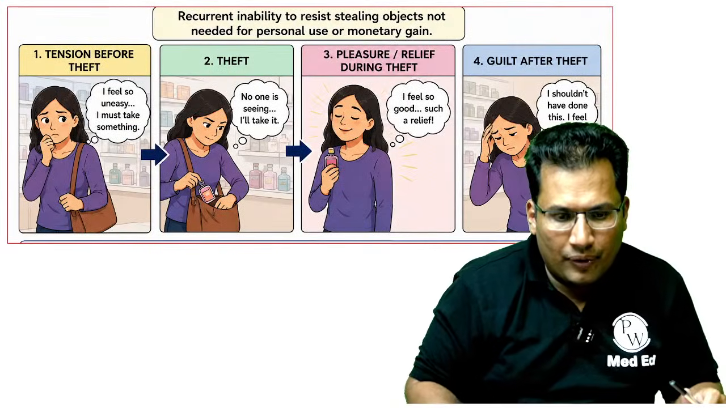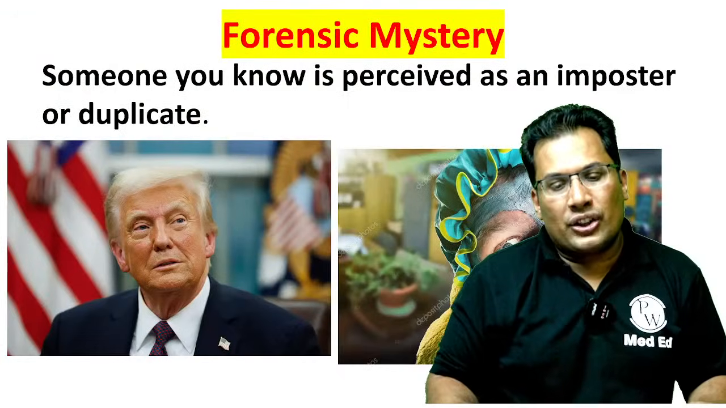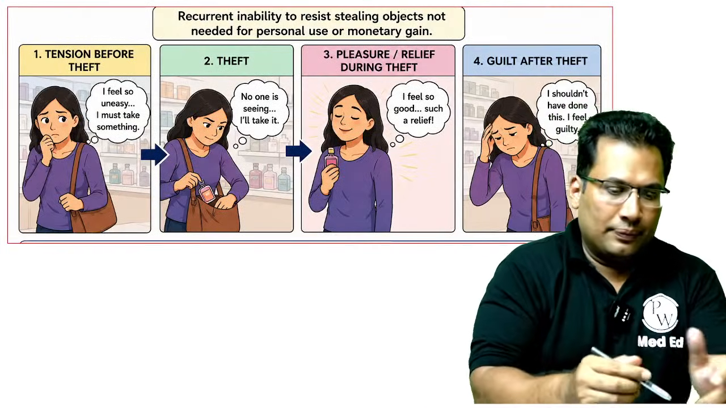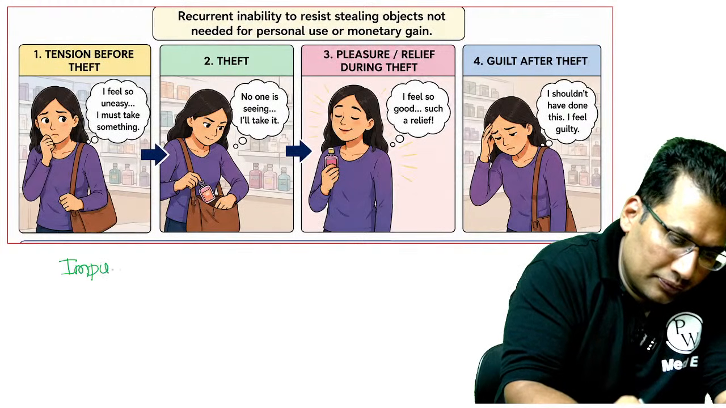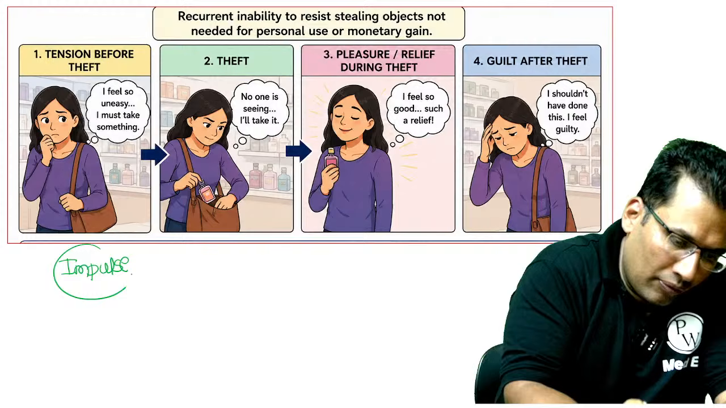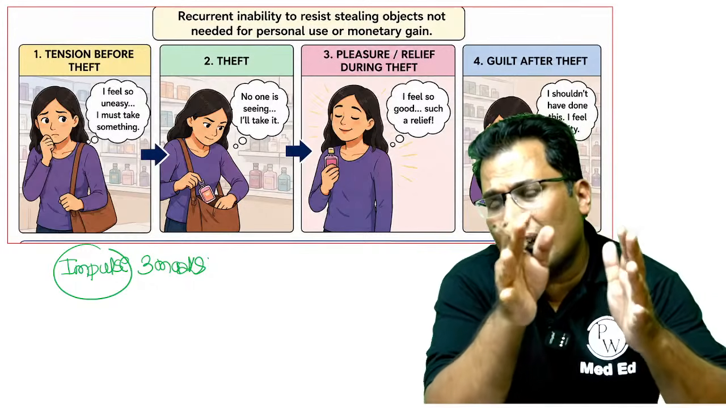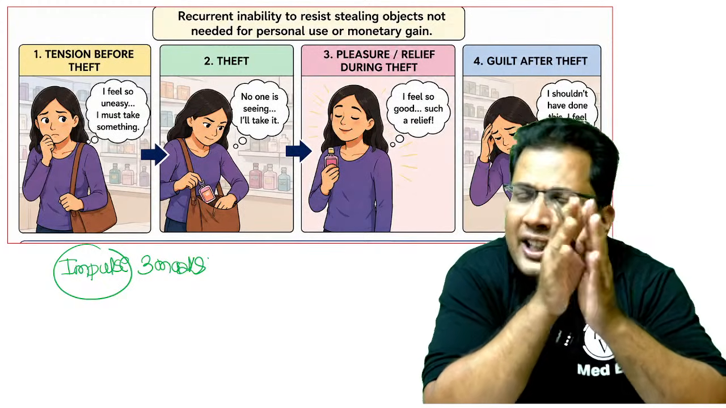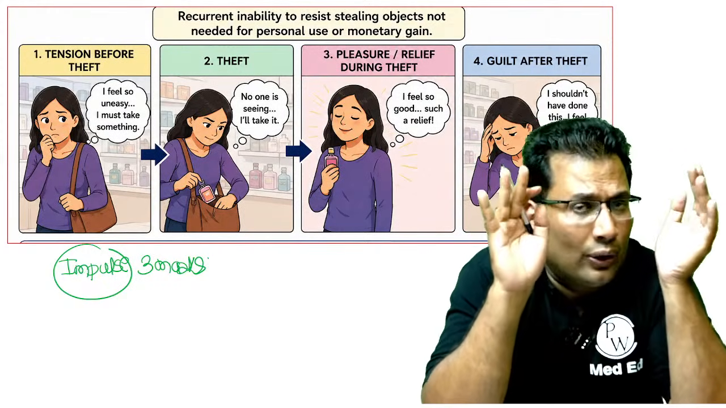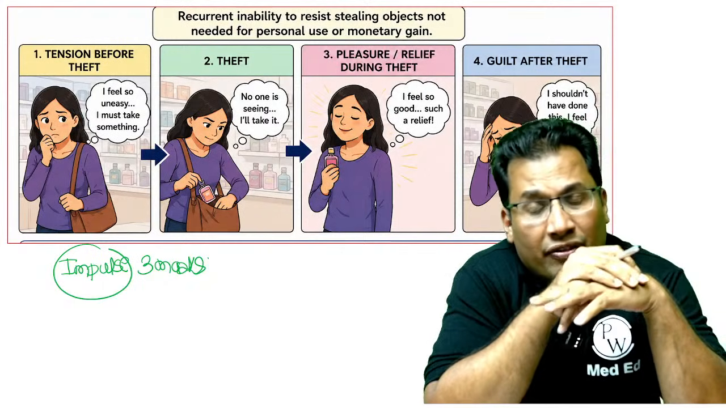Okay, done. Now comes impulse disorder. Some questions can be asked about impulse disorder. It can be a 3-mark question. Impulse means a sudden irresistible urge to do something. Insight is present. It is not included in McNaughton's rule because cognition is present. There are different types of impulse disorder.